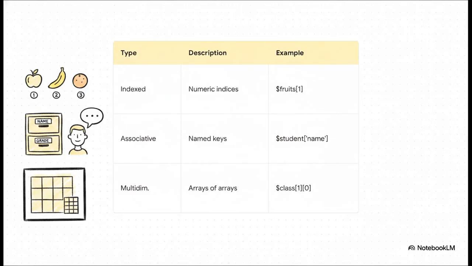And the great part is you aren't just limited to a simple flat list. You've got indexed arrays, which use simple numeric indices, item 0, 1, 2. Then there are associative arrays, which basically act like labeled filing cabinets. You can ask for a student's name, and boom, you instantly get Anna. Finally, multi-dimensional arrays. To put that into perspective, these function like a highly complex spreadsheet grid. They are quite literally arrays placed inside of other arrays, which allows you to map out incredibly intricate data structures, like organizing a whole school full of different classrooms.